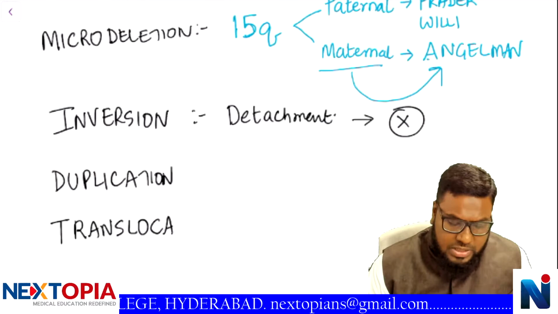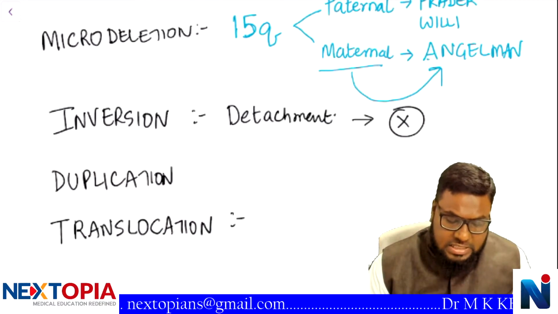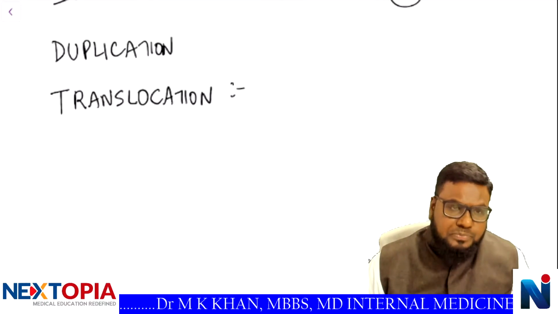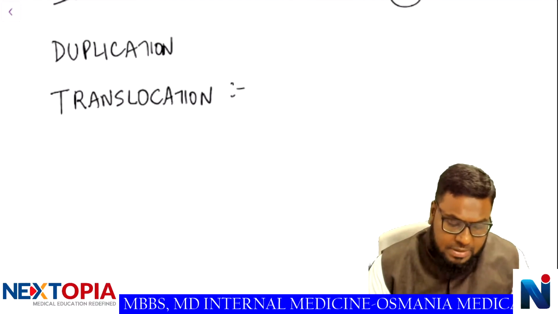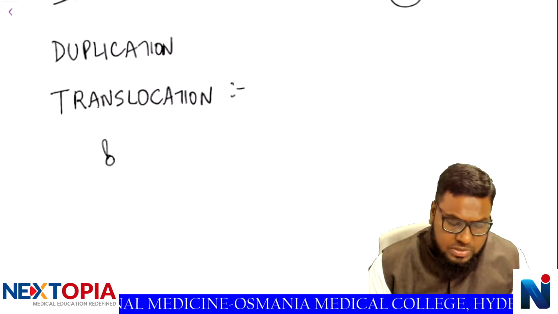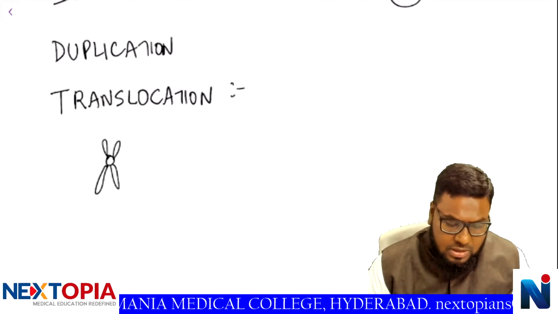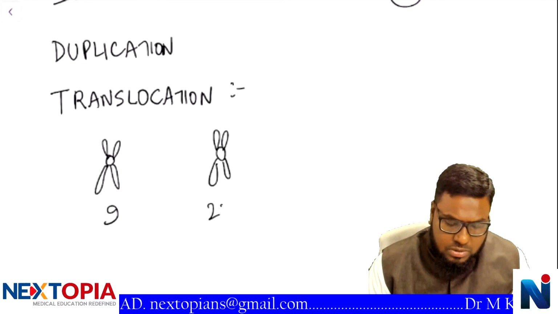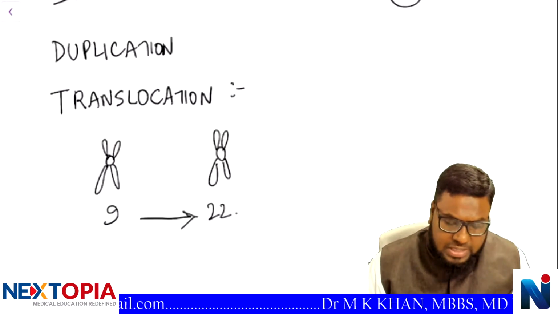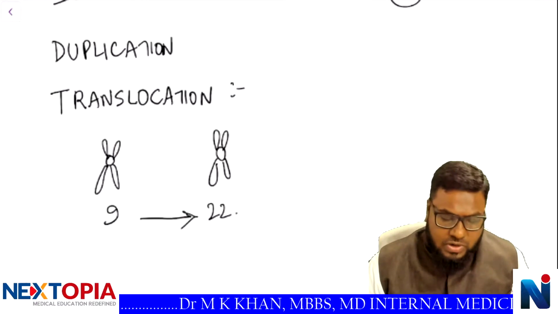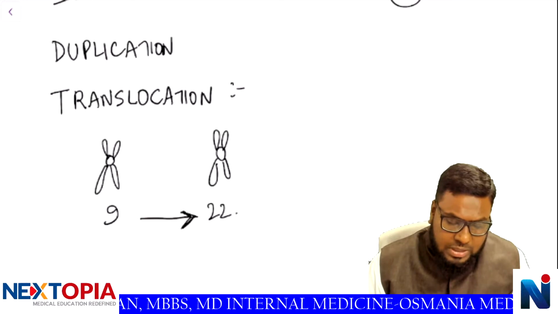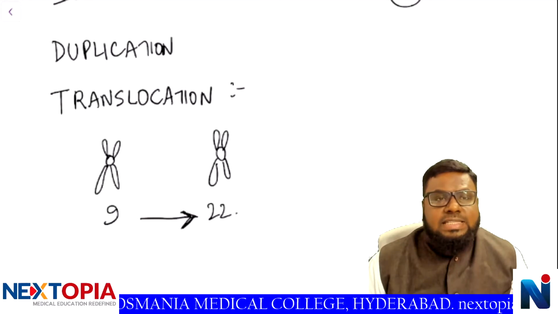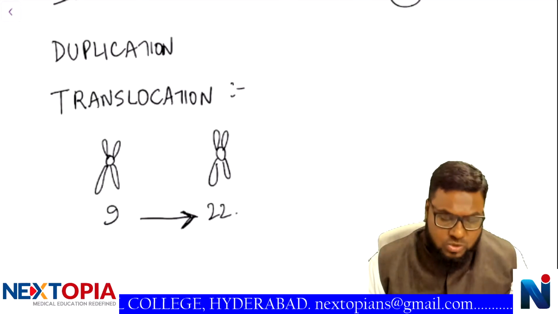What is translocation? Translocation is exchange of segments between non-homologous chromosomes. For example, we have a set of chromosomes. Say suppose this is chromosome number 9 and this is chromosome number 22. So 9 to 22 translocation may result in what we call the Philadelphia chromosome. This may result in leukemias. So what happened here? Exchange of segments between the non-homologous chromosomes.